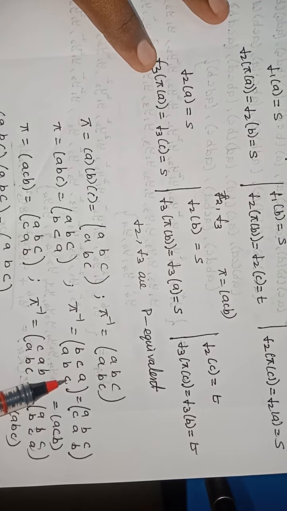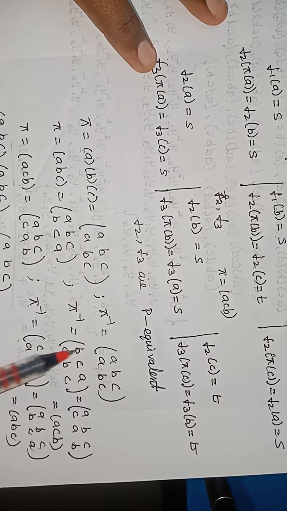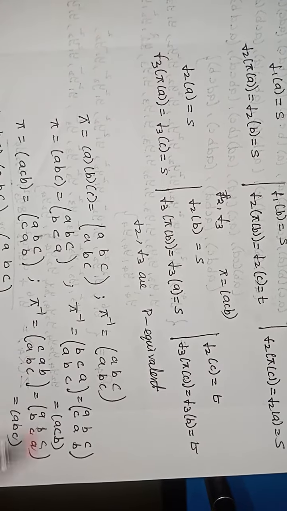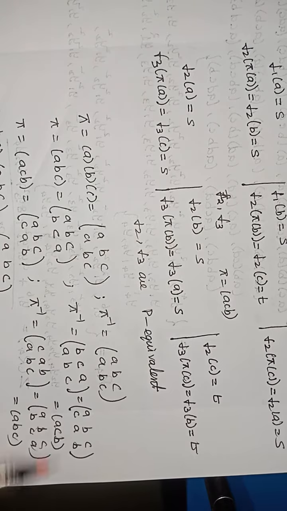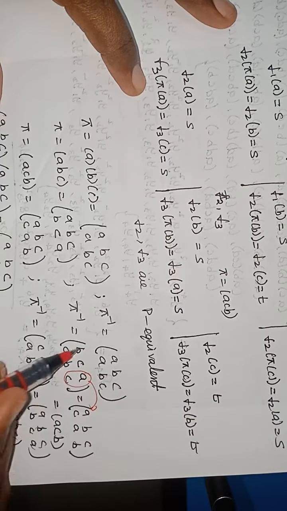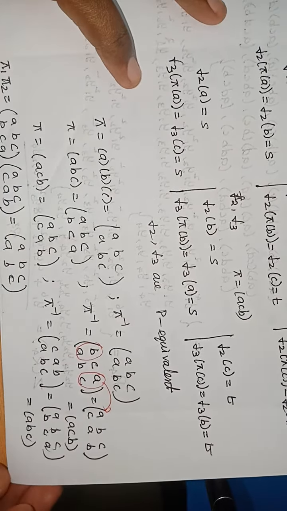First you write A to C. You write the third column as the first column. Then you write the first column as the second column, B to A. C to B as the third column. I haven't changed any mapping. I have just moved the place. I have taken this column A to C to first place, and this one to second place, and finally this to third place.